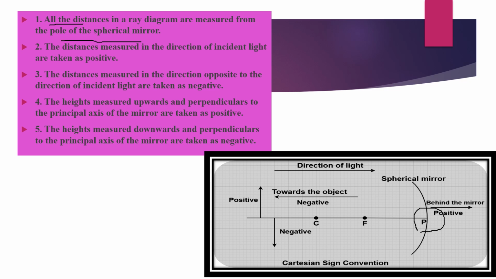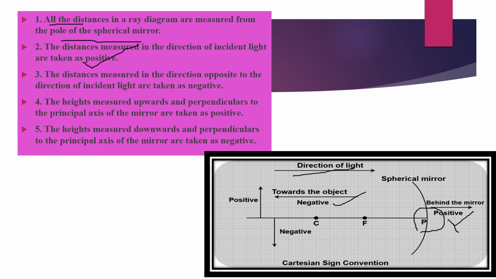The distance measured in the direction of the incident light is taken as positive. This is the direction of the incident light. The distance measured opposite to the incident light, that is towards the object, is taken as negative. Can you see it from this picture? So whatever distance we measure, if it is in the direction of the incident light, it is positive, and if it is opposite to the incident light, it is negative. Simple. Towards the incident light is positive; away from the direction of the incident light is negative.